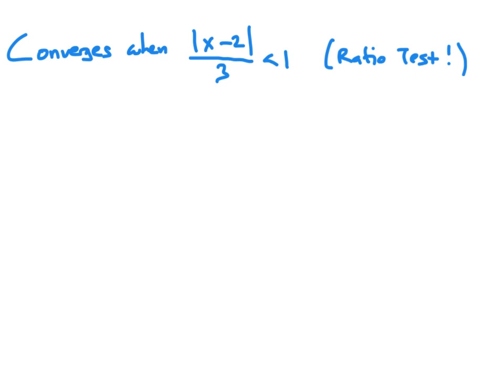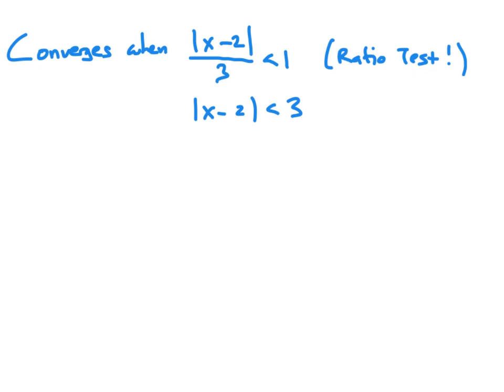Since we're applying the ratio test here, we know that our series will converge whenever our limit that we just computed is less than 1. And so our power series will be a convergent power series when the absolute value of x minus 2 over 3 is less than 1. We can then solve this inequality for x to find our interval of convergence. So we can start by multiplying both sides by 3, and that will give us the inequality absolute value of x minus 2 less than 3.